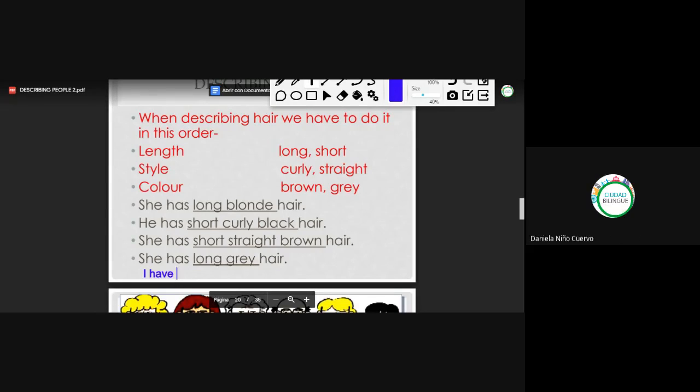Ondulado es... Wavy. Qué pena la... Yes, wavy. Wavy ondulado. All right. Vamos entonces a escribir acá en el chat cómo nos quedaría la frase. Ok, yo estoy pendiente acá del chat.